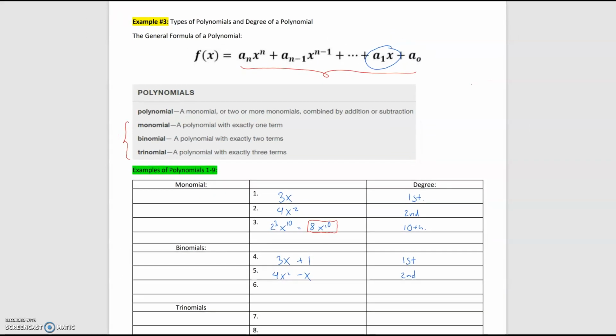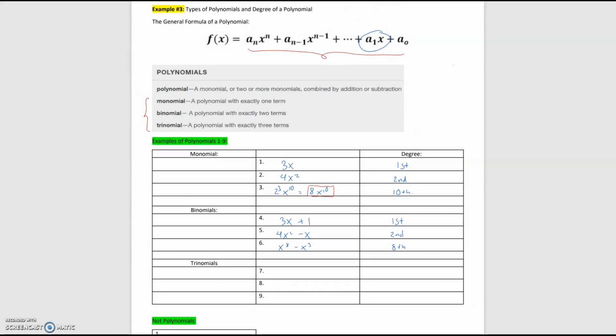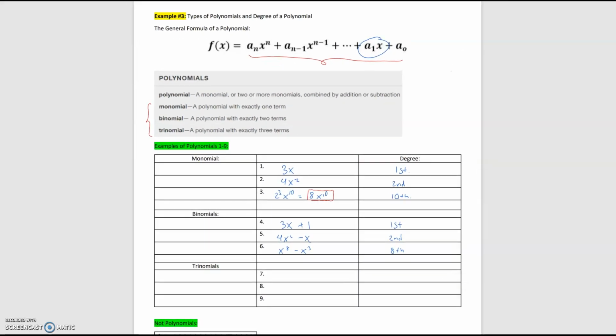And let me just do one more. So this will be, let's get an x to the 8 minus an x to the third power. So we have two terms. Highest exponent is an 8, so this one will be an 8th degree. Now for trinomials, we're looking at polynomials that have three terms. So for example, 3x squared plus x minus 1. This is considered to be a trinomial. Highest exponent is to the second, so this will be of a second degree.